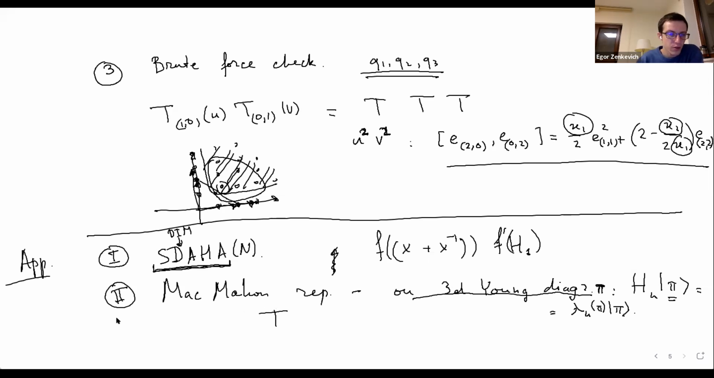And the third one is not an application, but more a question. How is this identity, the double star, compatible with the coproduct?